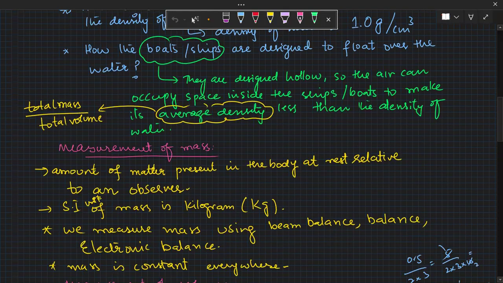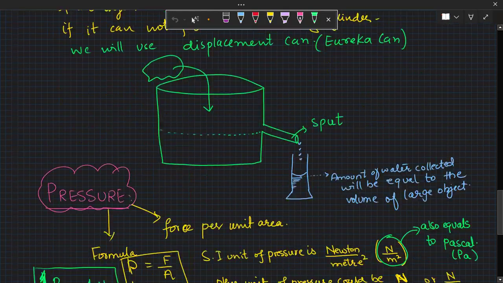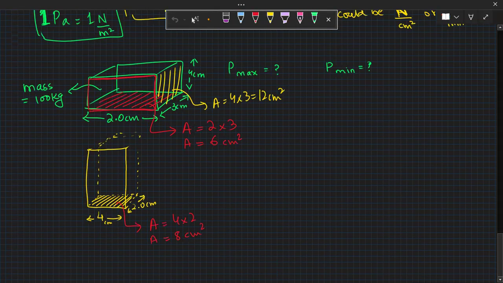All right, so what I was saying: different sides will give you different pressure, right? So let me do it. Okay, now this side is giving you an area of 8 centimeter square, right?